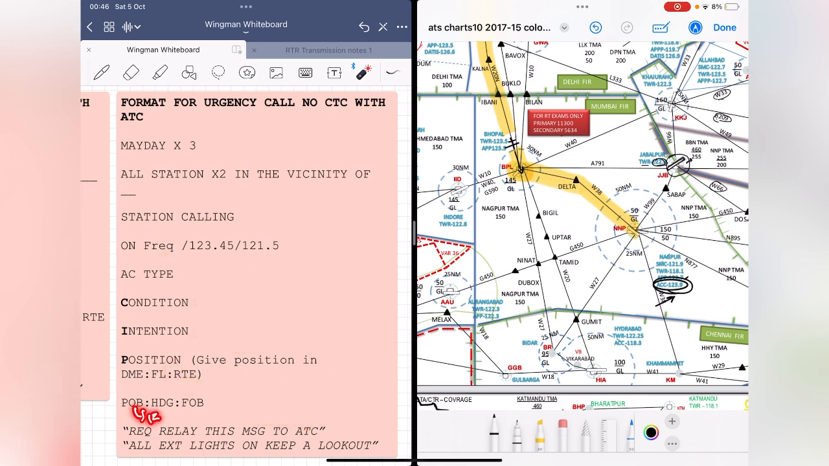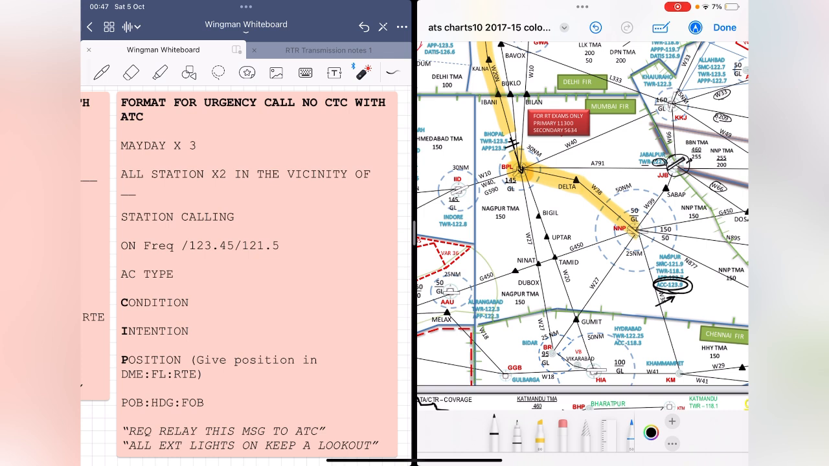POB 150, heading 170 degrees magnetic. My fuel on board is 1 ton. I request relaying this message to the ATC. All external lights are switched on. Keep a lookout. Followed by a readback on 123.45 and 121.5, which are the interpilot frequencies and the frequencies that are always monitored. Okay, so very simple.